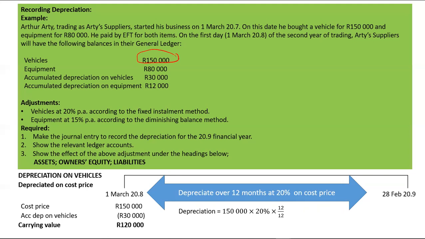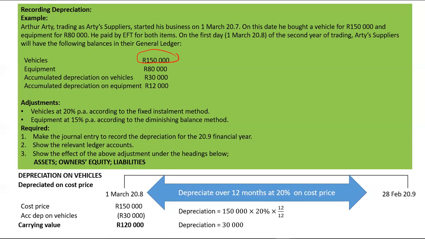So if you use your asset for the entire year, there is no need to multiply by 12 over 12, because multiplying by 12 over 12 is the same as multiplying by 1. The numerator and the denominator are the same, so that just equals 1. Depreciation on vehicles for the 2019 financial year will be 30,000.